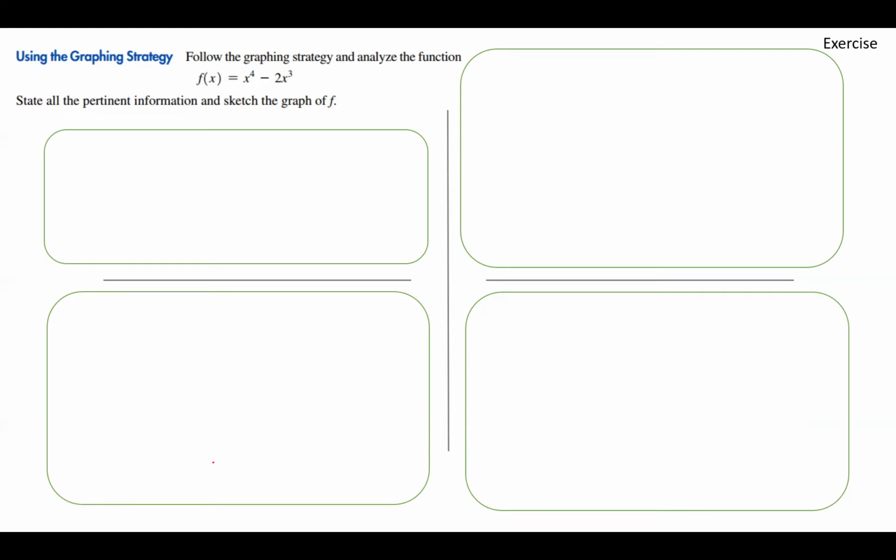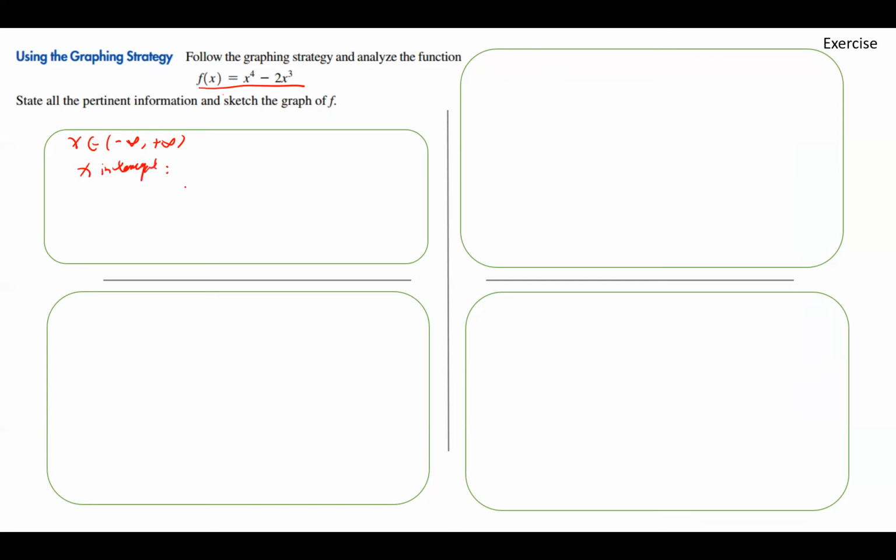We have this function, which is x to the power of 4 minus 2 multiplied by x to the power of 3. All right, so let's continue the procedure. Obviously this is a polynomial function, so the domain is the whole real line, from negative infinity to positive infinity. And for the raw function itself, we want to look at the x-intercept.